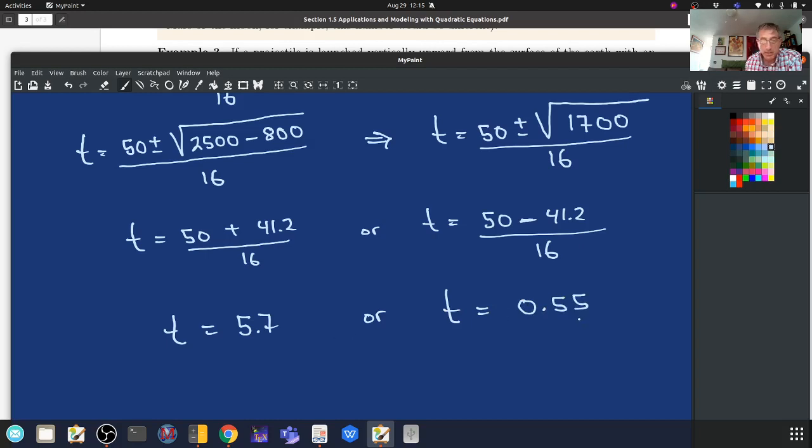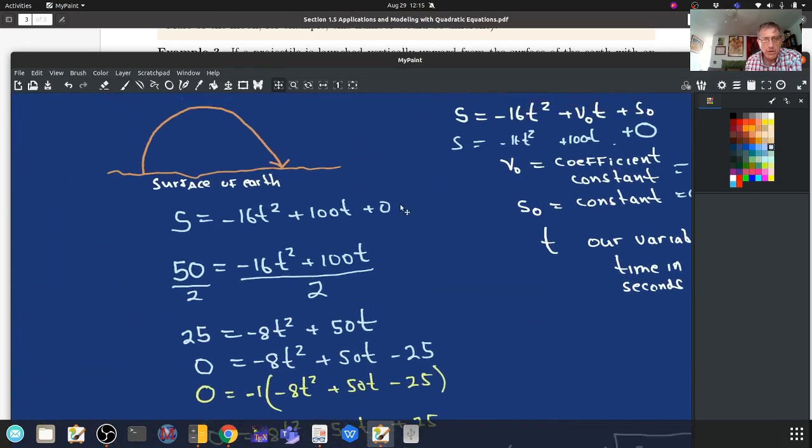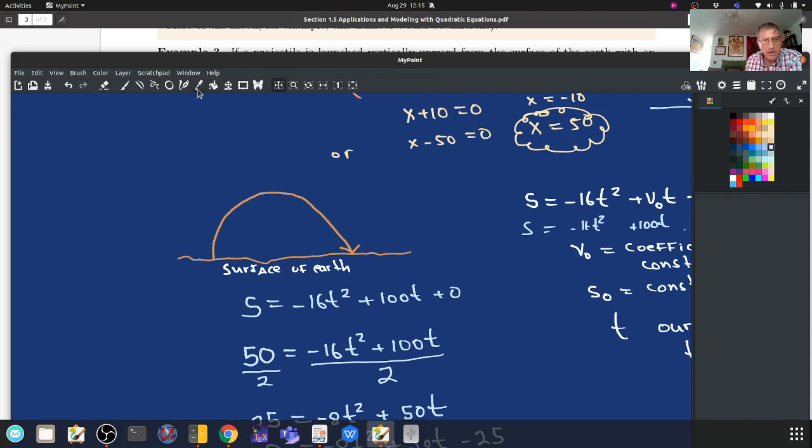None of them are complex numbers, and none of them are negative. Which one do you throw out? Which one is right? Well, here math actually tells us something about how math models the real world. So if we go back up to my original picture, I want to know how far. I'm going to say this is 50 feet off the ground.